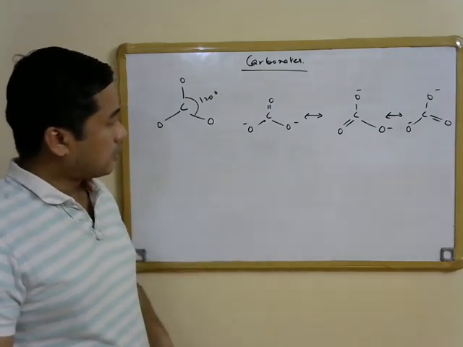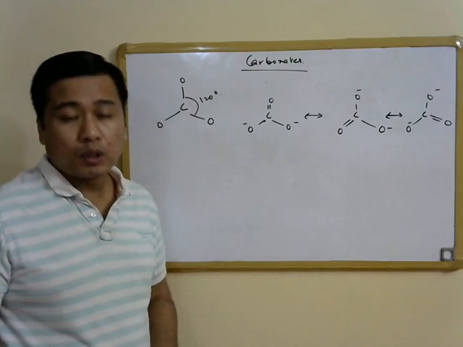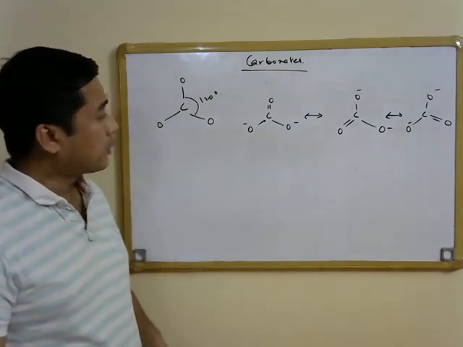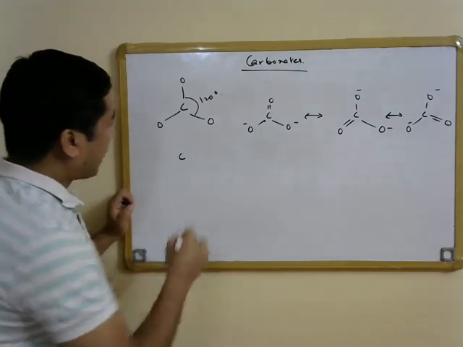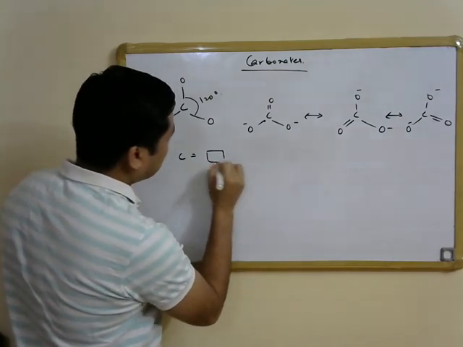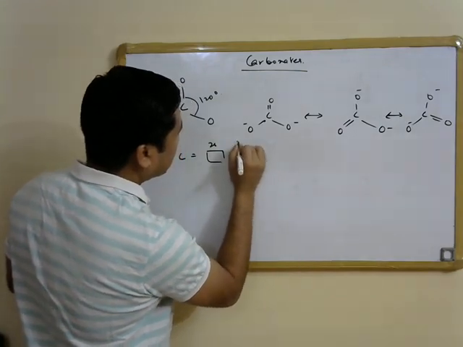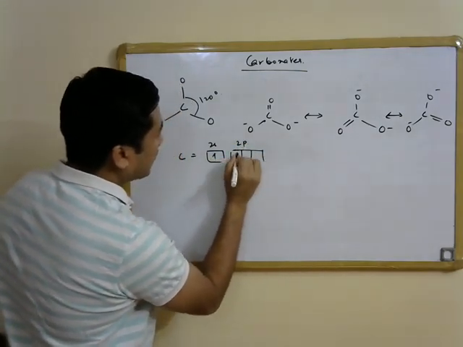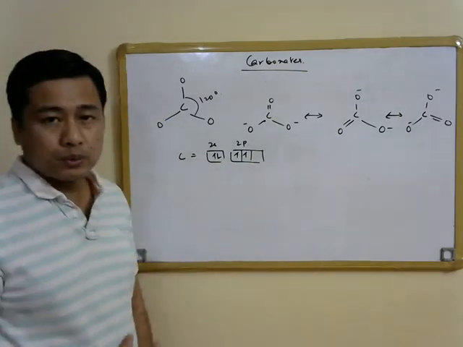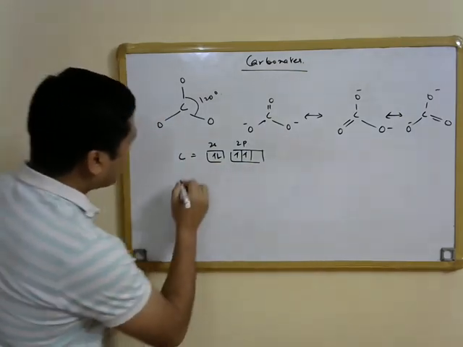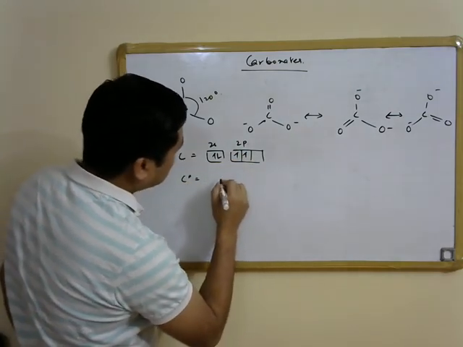We can find out the bond order of the molecule by looking at the molecular orbital picture of this molecule. So let us look at the electronic configuration of carbon here. We know carbon has 4 electrons in the valence shell, that is 2s and 2p. So we have 2s2 and 2p2.